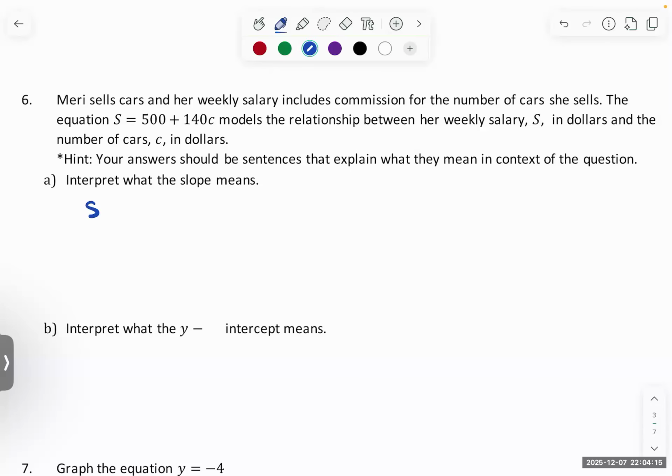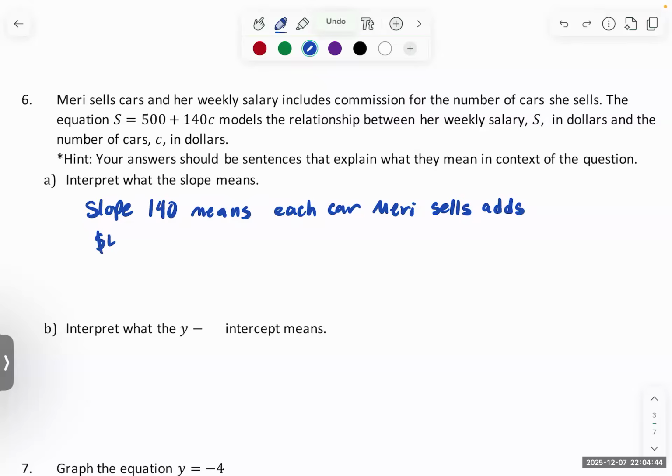So the slope 140 means, because take a look here. This is 140 times C, and C represents cars. So since that's multiplication, that would mean each car Marie sells adds $140 to her weekly salary. I can't spell.